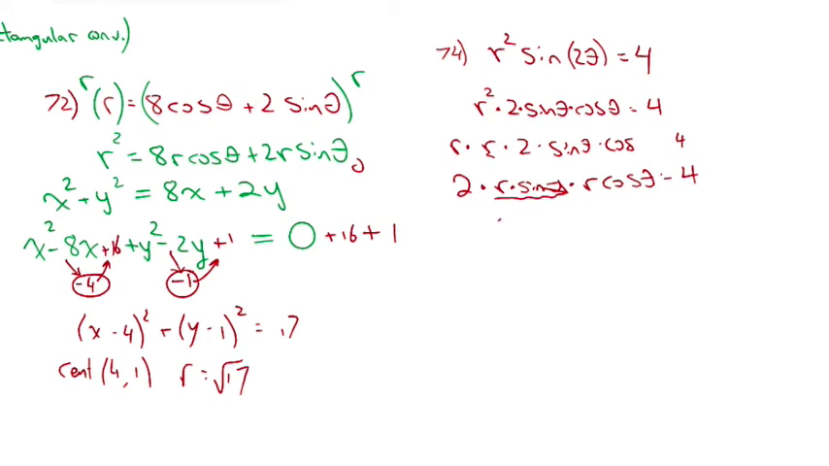Alright, what's r sine theta equal to? Y. So this is 2 times y, and r cosine theta is x, all equal to 4. So the last thing you have to do is solve for x and y. Solve for y. Okay, y equals 4 divided by 2x, better known as 2 over x.